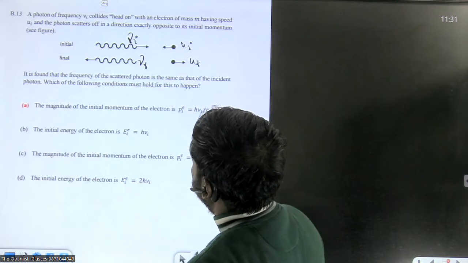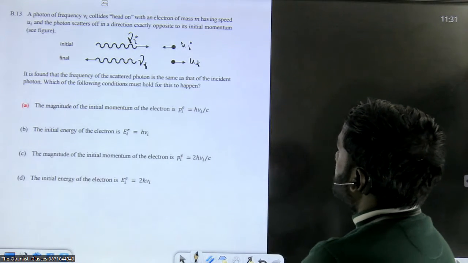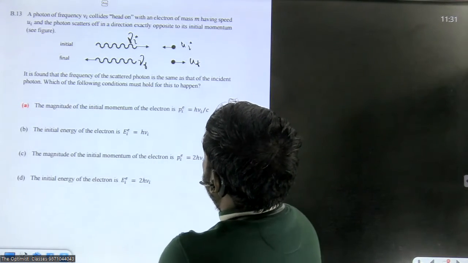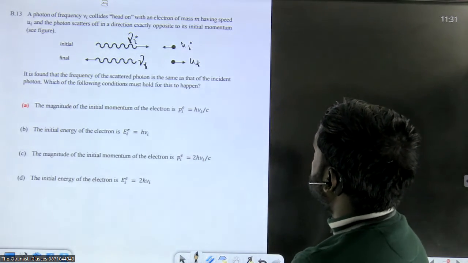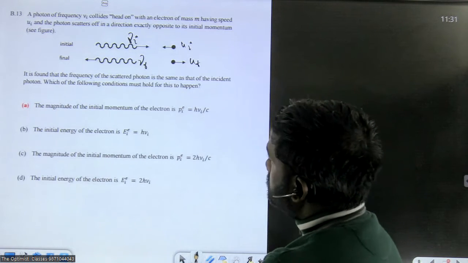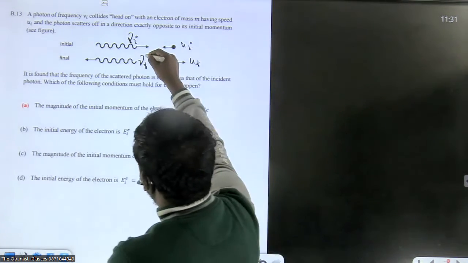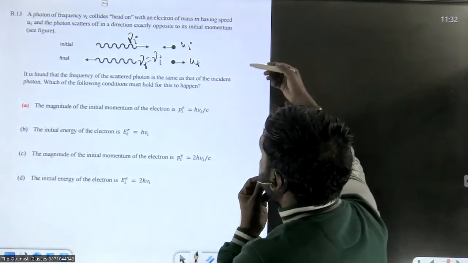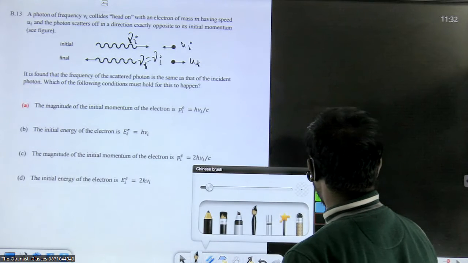Now the question says: a photon of frequency nu I collides head on with an electron of mass m having speed u, and the photon scatters off in a direction exactly opposite to its initial momentum. It is found that the frequency of the scattered photon, nu f, the final frequency, is the same as nu I. So let us apply conservation of momentum and energy.